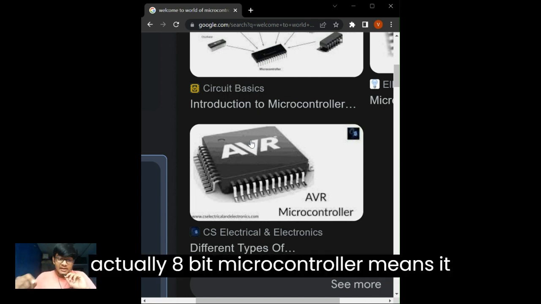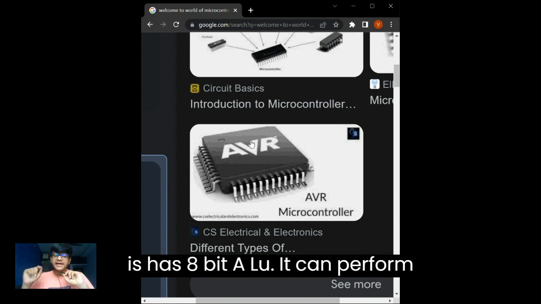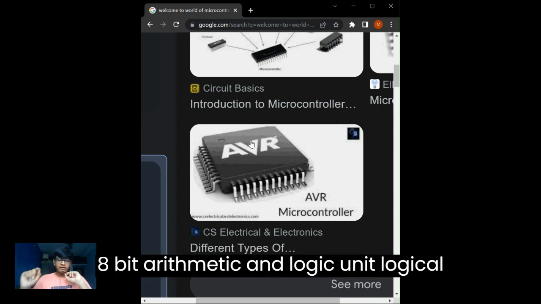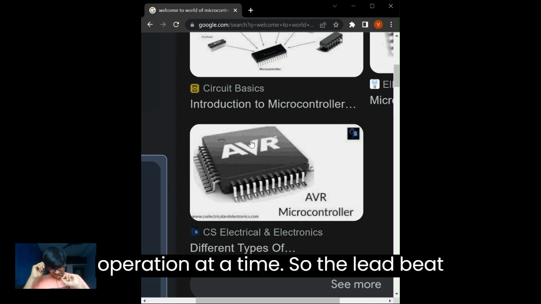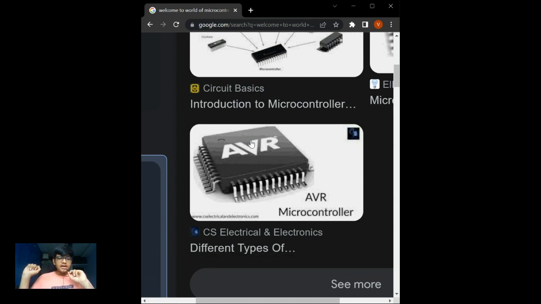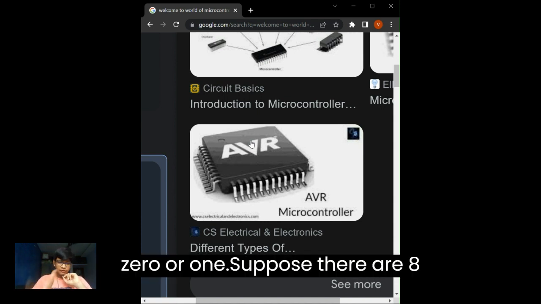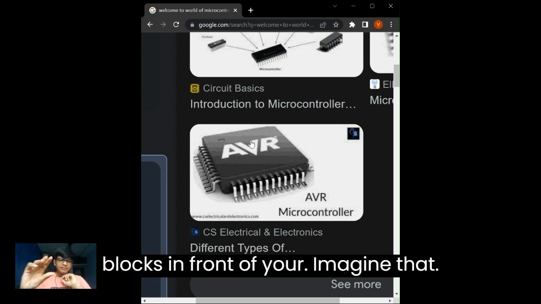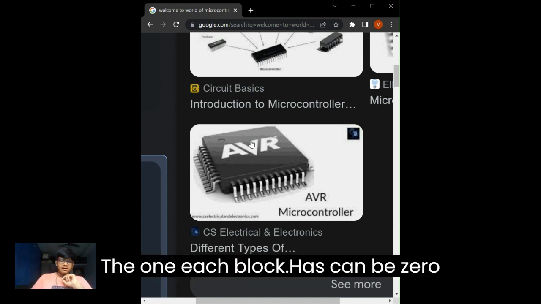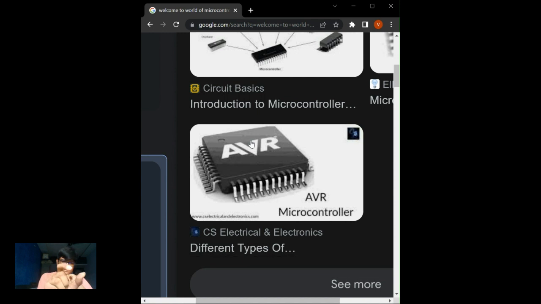What it means, actually, 8-bit microcontroller means it has an 8-bit ALU. It can perform 8-bit arithmetic and logical operations at a time. Okay, so 8-bit means each bit can be 0 or 1. Suppose there are 8 blocks in front of you. Imagine that each block can be 0 or 1. So with 8 bits, you can say that 2 raised to power 8 possibilities are there.